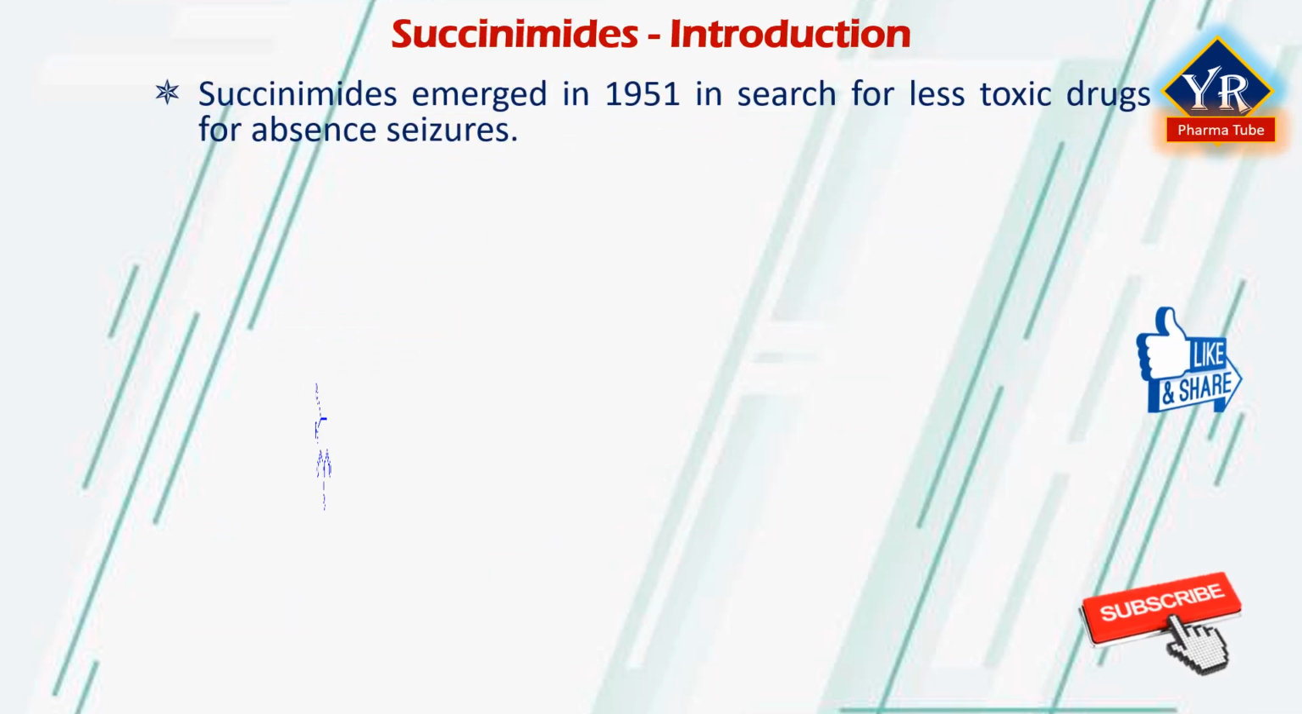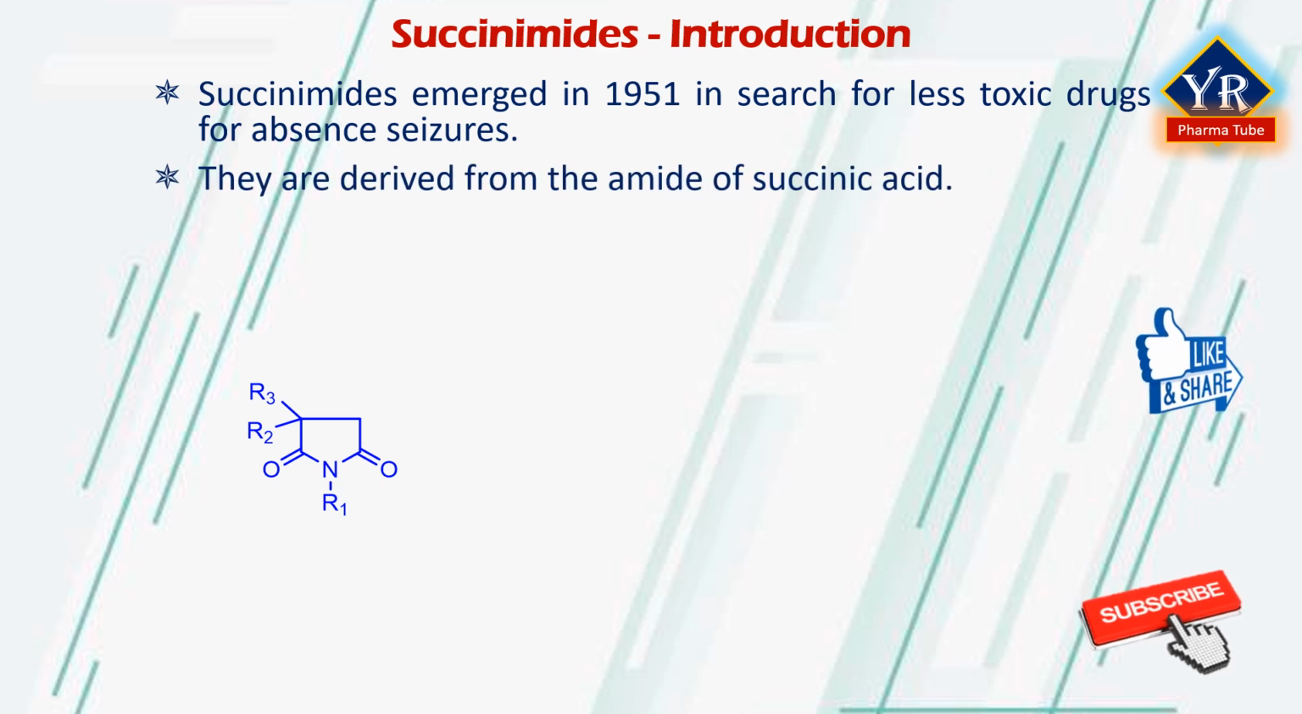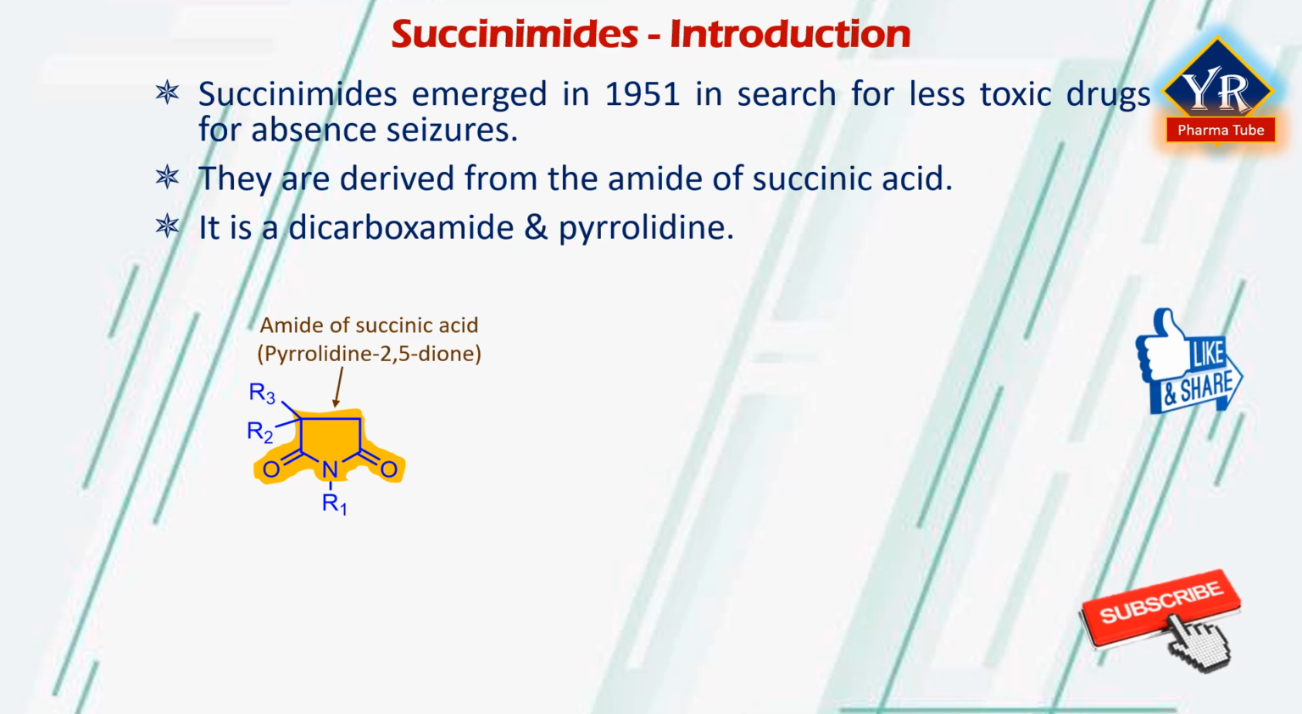The Succinimides emerged in 1951 out of a systematic search for effective agents less toxic than oxazolidine diones for the treatment of absence seizures. Succinimides are a group of drugs that are derived from the amide of succinic acid. It is a dicarboxamide and succinimide that contains a 5-membered fully saturated heterocycle pyrrole, that is pyrrolidine ring system, which is substituted by two oxo groups at positions 2 and 5. Thus, it is a pyrrolidinone and a dicarboxamide.